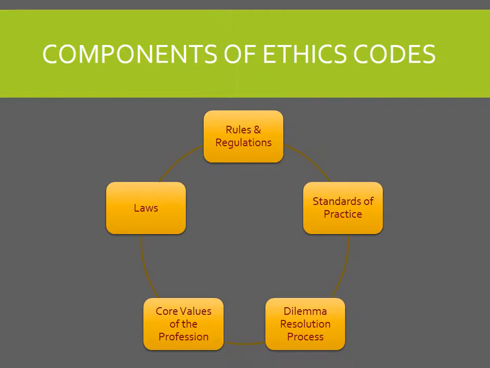So these are the components of ethics codes. And they start with a basis of core values, the core values of the profession. And then they look at legal and regulatory components, as well as rules and regulations. Ethics codes also consist of evidence-based research on what is good practice in our profession. And all these things together provide us then with a process for how to solve ethical dilemmas. And we're going to be talking later in this course about the ethical decision-making process. But for now, we're just looking at what makes an ethics code.